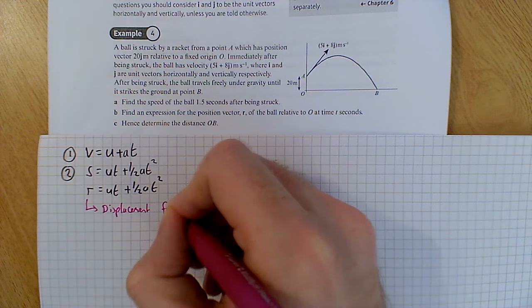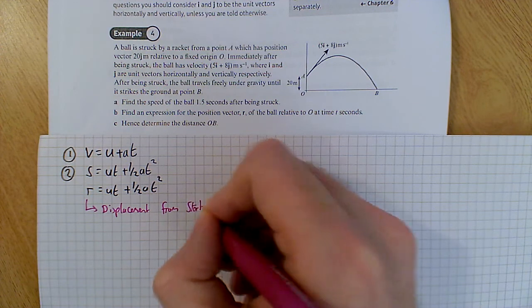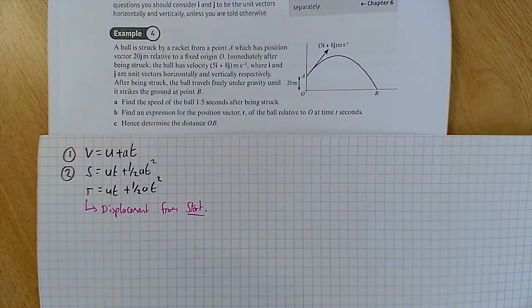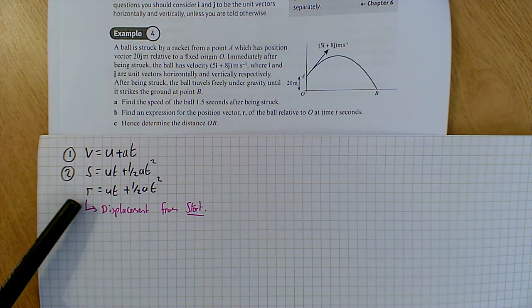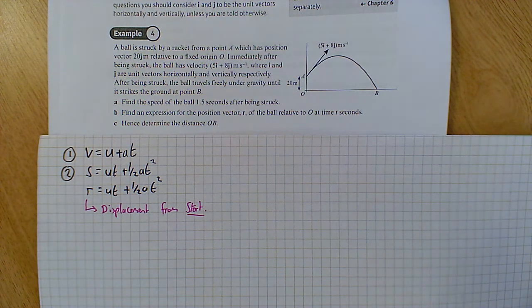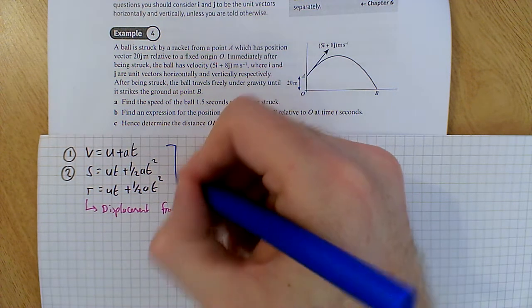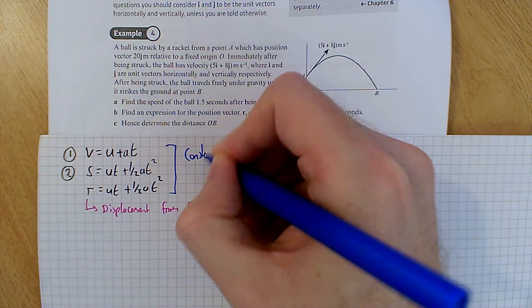from the start. It's very important, and we'll see in this example why, that we bear in mind that it's always displacement from the start. It's not the displacement from the origin. If you've started at a different place, it's not the origin. This will not be the vector from the origin to there. It'll be the displacement from your starting point, whatever that starting point was. Right, so these are true for vectors. We can use them for vectors as long as we have constant acceleration.